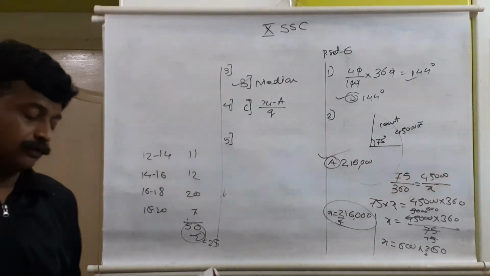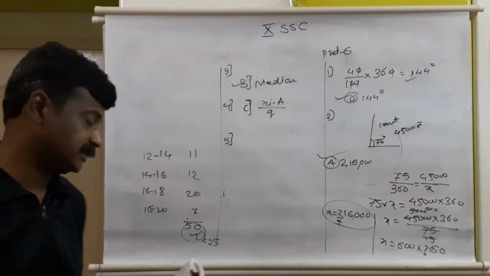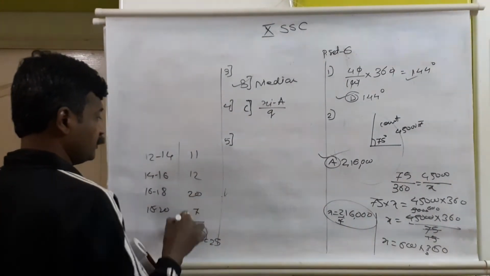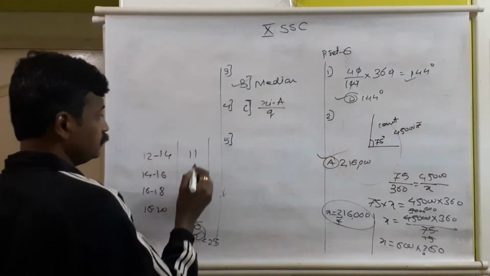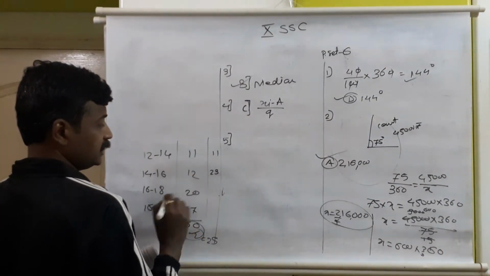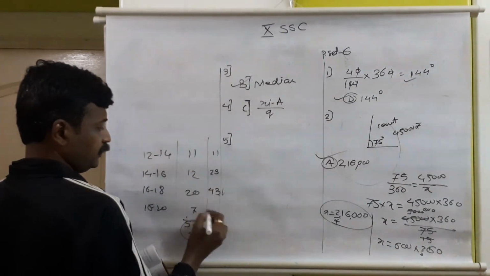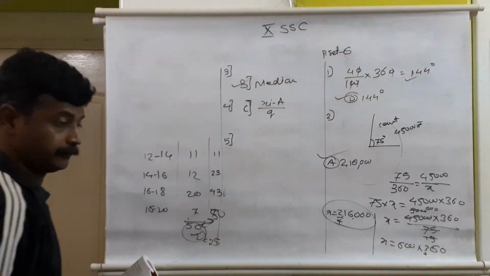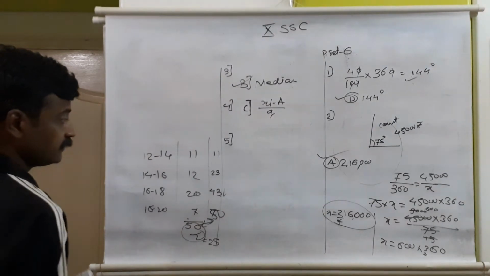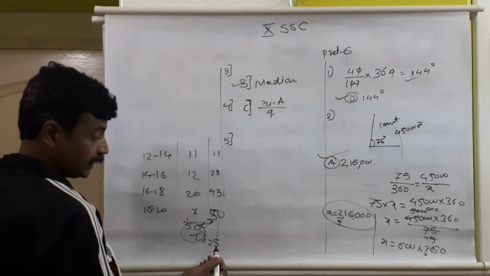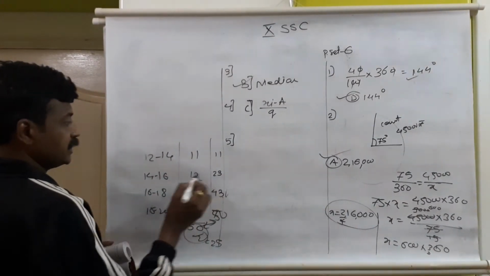Here we have to find the median. For the formula for median, first we have to find the median class. So cumulative frequency has to be there. 11 as it is, 11 plus 12 gives 23, 23 plus 20 gives 43, and 43 plus 7 gives 50. These are always the same, cross checking. Now N by 2 is 25. In which class will 25 fit? First smaller than 25 is 23.